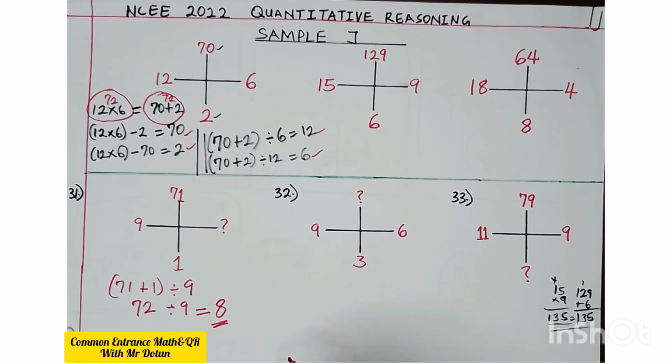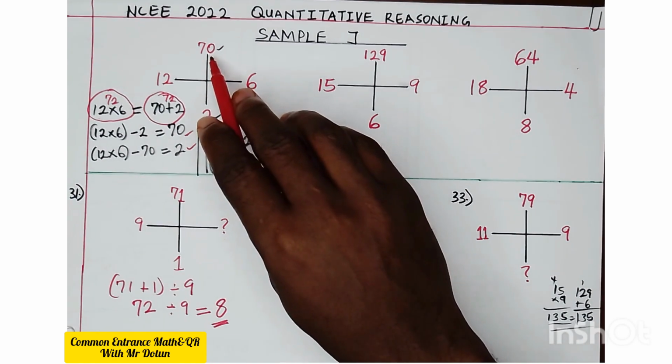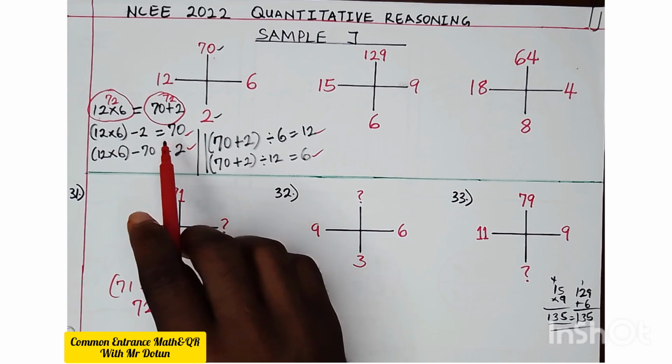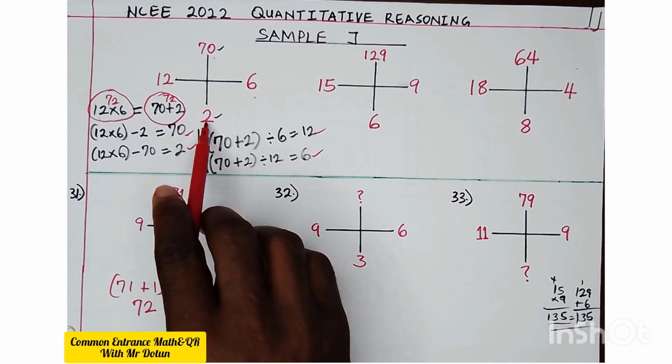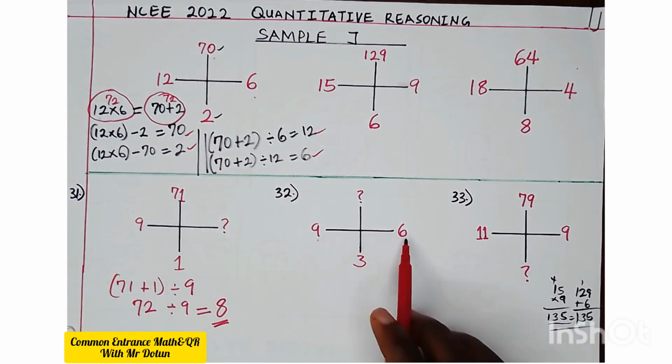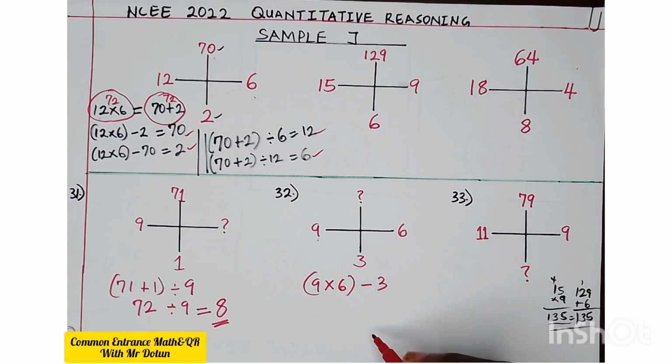Alright, number 32. We have this spot missing, that is in place of 70 here. So how did we get our 70? We multiply the horizontal, 12 times 6, and we subtract the other one down. So that means we're going to do 9 times 6 minus 3. So 9 times 6 is 54.